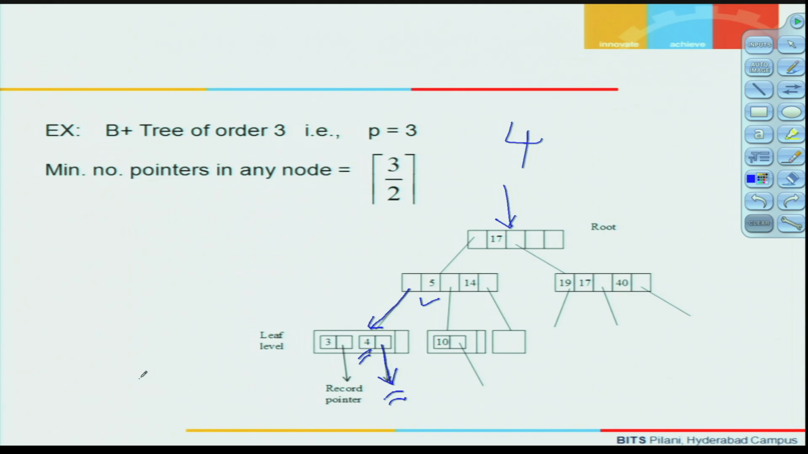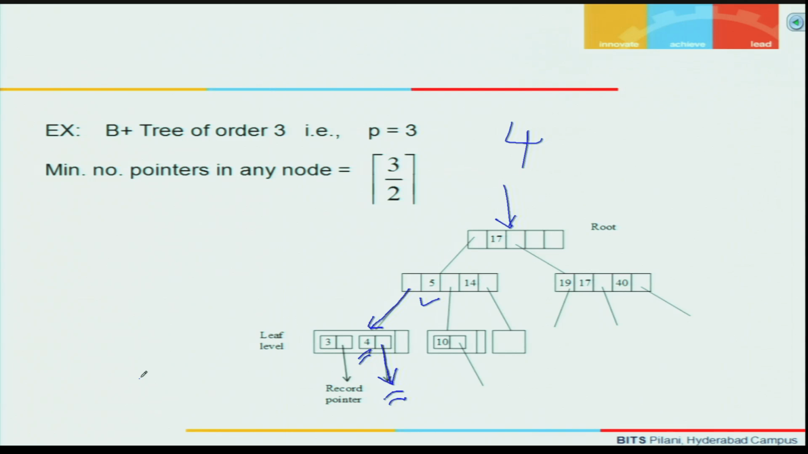That means in a B plus tree, whether your search is successful or failed, you will know that only after reaching the leaf level. When you are at intermediate levels, you may not know whether your search is successful or a failure. Hence, you can find a record pointer only at the leaf level. That is the basic characteristic of B plus trees.